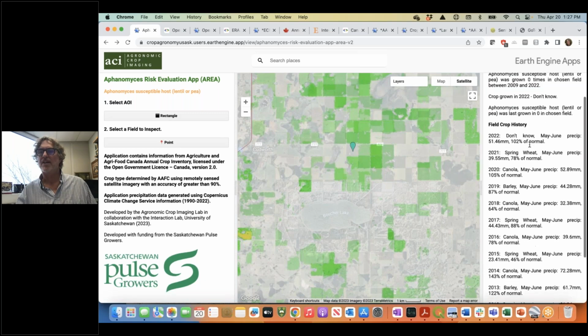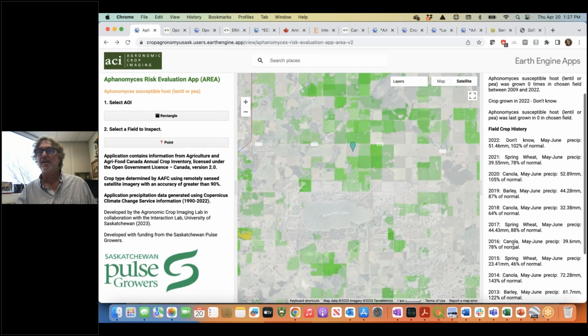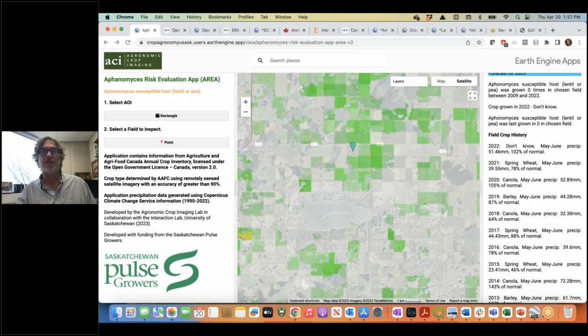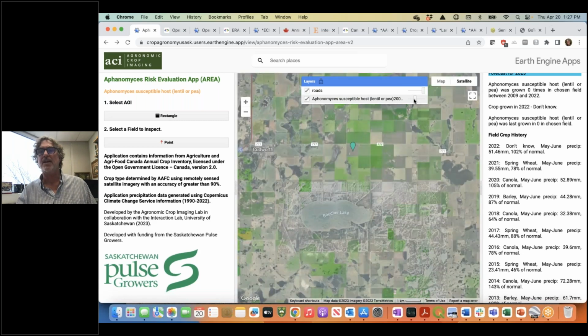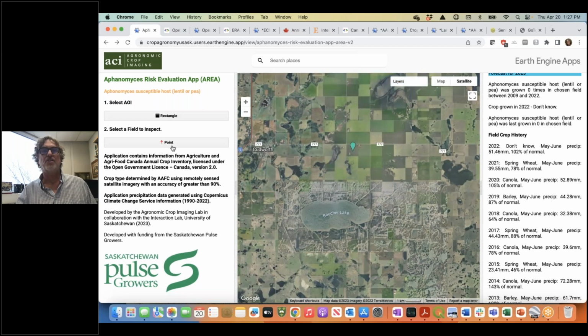There's a low estimated risk because, since 2009, it doesn't appear that they're grown there. Again, this is only accurate to about 90%. It could have misclassified it sometime. You were working on those Ag Canada data on that. So there could be some misclassification, but you can go and check.